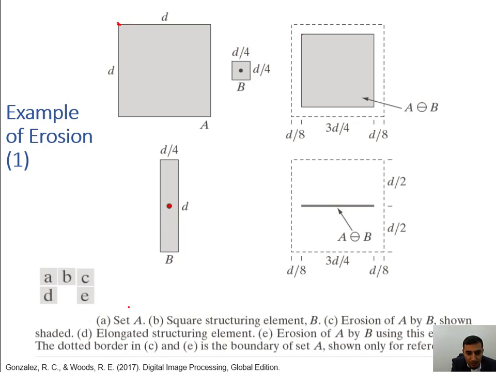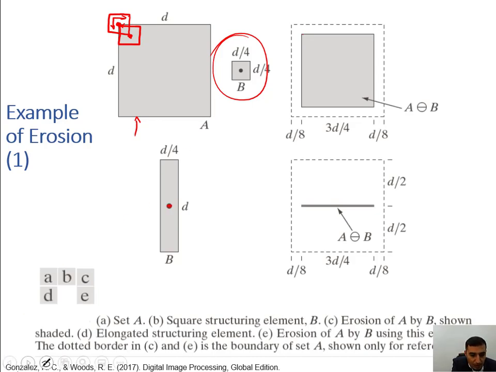So set A, which is here, we have the set. Image B shows us the square structural element, which is this one. The erosion of A by B is shown over here by the shaded area. Look, when you put the element here, and this is our pixel, this part is not intersected between the element and the image, so this pixel will be out. The pixels will start counting from here, where all the element is inside the image.